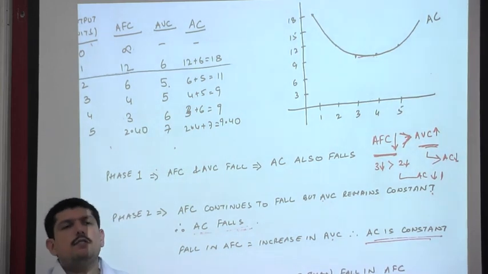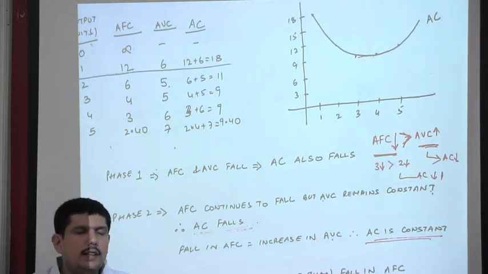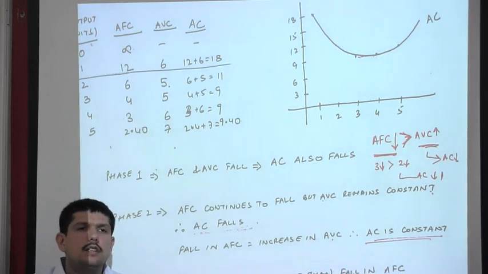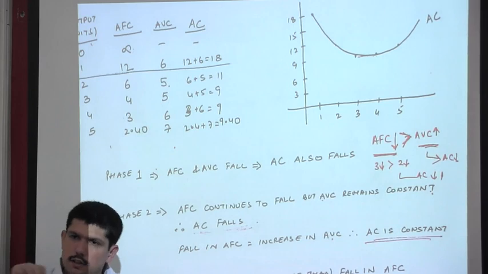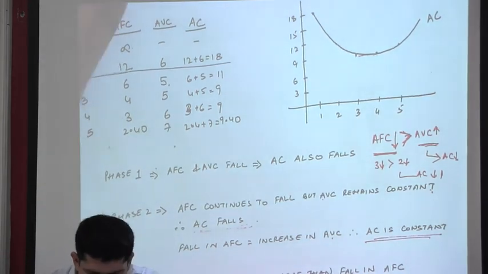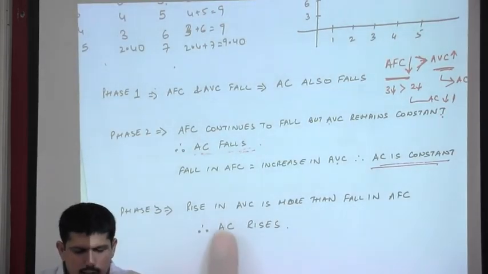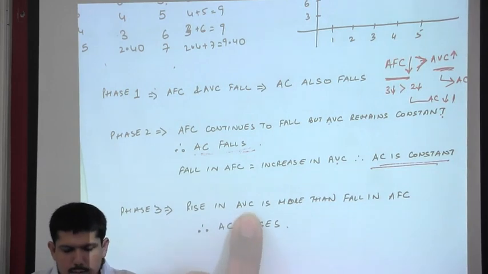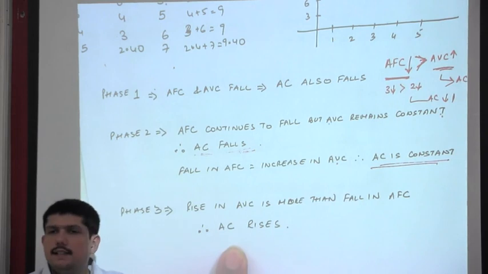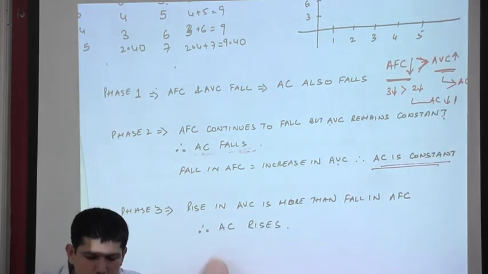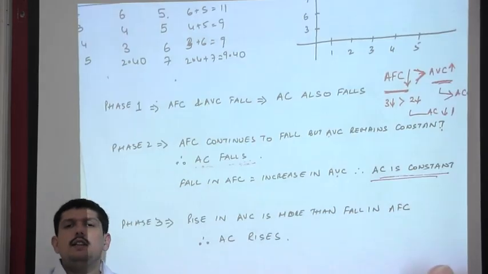Because if the fall in average fixed cost is equal to the increase in average variable cost, there will be a change of 0. Then rising phase mein kya hoga? That is, the rise in average variable cost is more than the fall in AFC. What will happen? My AC will rise, right? So these are important relationships between the various cost curves.